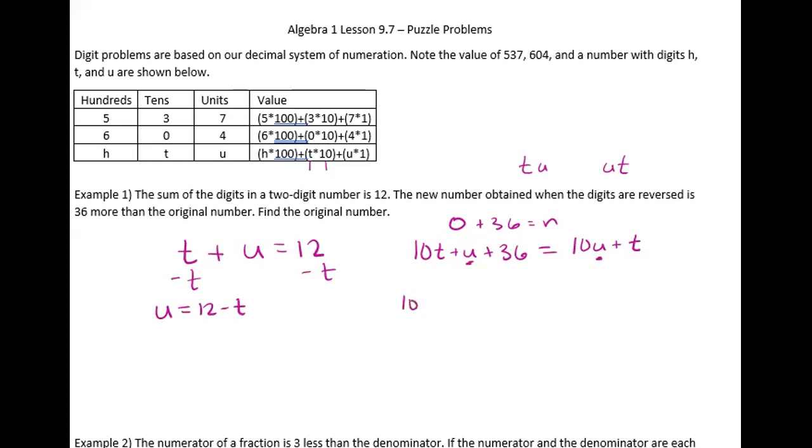So I start with the 10t plus u. U is 12 minus t, plus 36 is equal to 10 times u, 12 minus t, plus t. I'm going to distribute the 10 right here. 120 minus 10t plus t is equal to... I could add some of these together while I work this. 10t minus t will be a 9t. 12 plus 36 is going to give me 48.